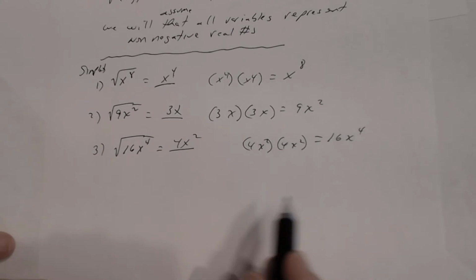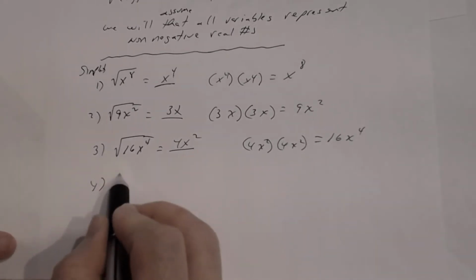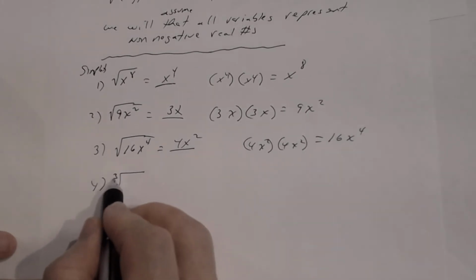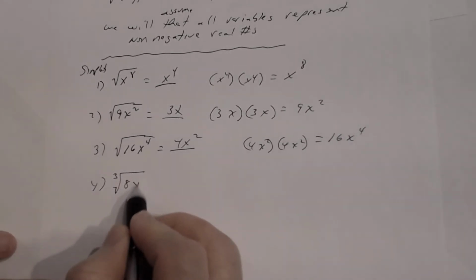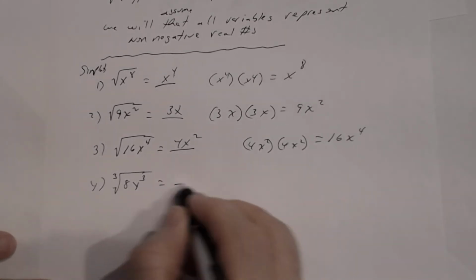All right. Now, you're not always going to deal with square roots. Let's say you had a cube root. Same idea, right? So if I had the cube root of 8y cubed, let's do an easy one first. So the cube root of 8y cubed equals what?